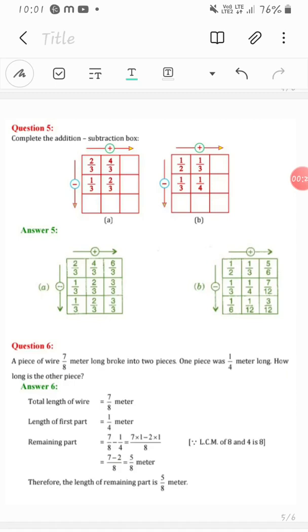We have to find the LCM and we got 8. So 8 divided by 8 will be 1, so 7 into 1. 8 divided by 4 will be 2, so 2 into 1. Since we are subtracting, the subtraction sign is in between. 7 into 1 is 7, 2 into 1 is 2. So 7 minus 2 we are getting 5. So 5 by 8 meter is the measurement of the other piece. Okay, now let's move to question number 7.